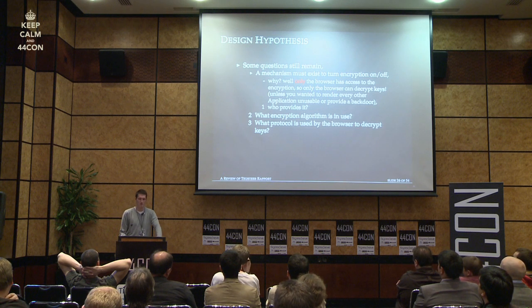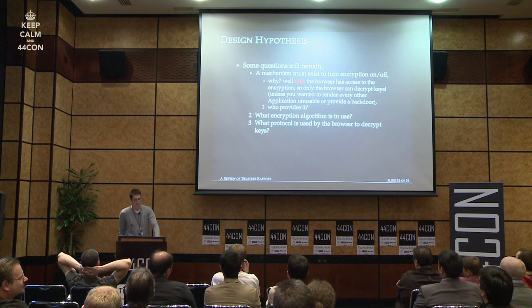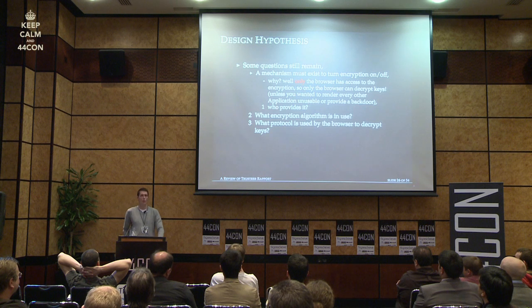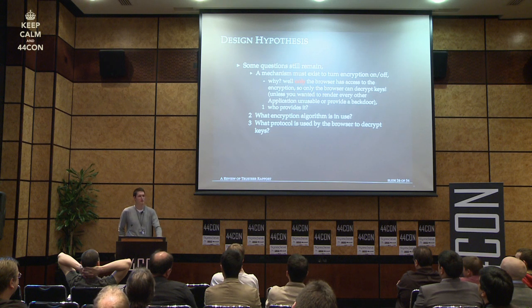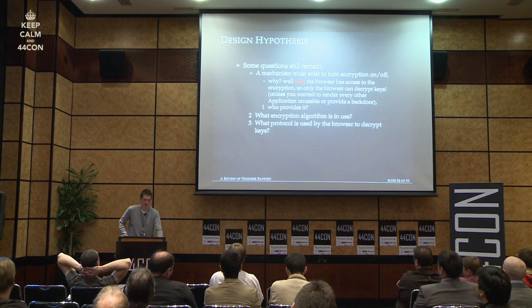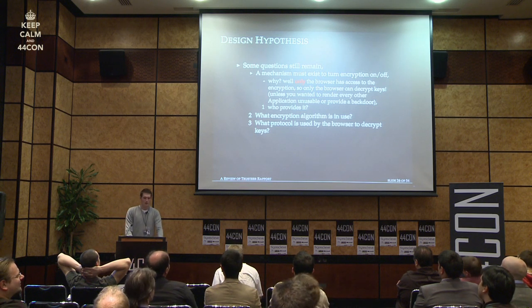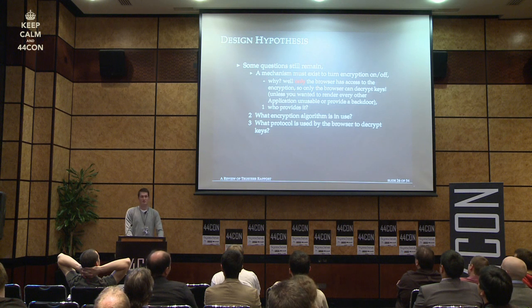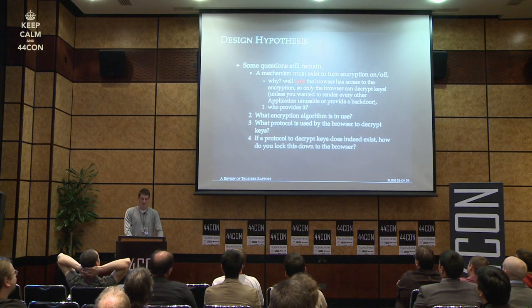There was one mention in RLR UK's report, whereby they stated that if the user appears to enter the number 12341, then that will be encrypted with the 1 being the same letter. So basically he was hinting at a substitution cipher, but we'll come to that later. So what protocol is used by the browser to decrypt keys, since one must really exist? And if a protocol to decrypt keys does indeed exist, how do you lock this down to the browser?